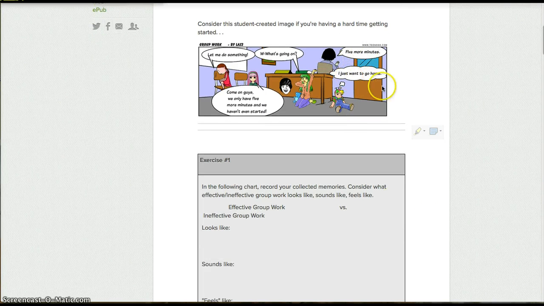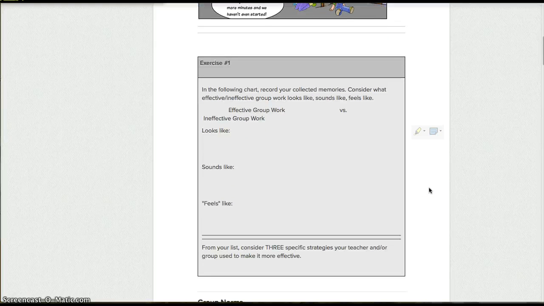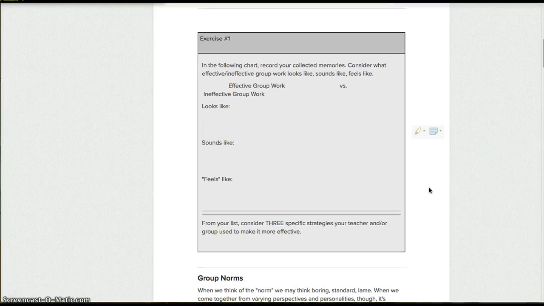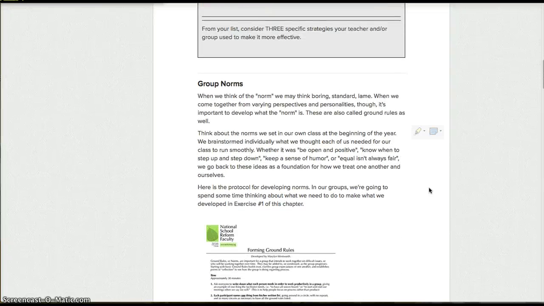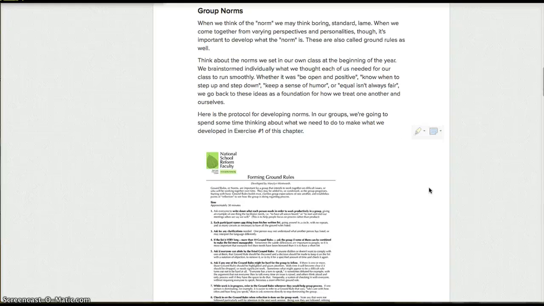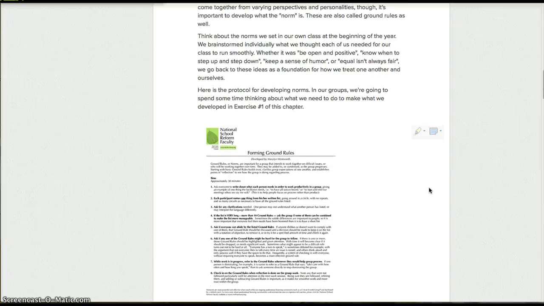that I embedded from the internet. So I asked them to think about that. What does effective and ineffective group work look like, sound like, and feel like? And then we're going to start creating norms within the groups, just as we did at the beginning of the year with my own class.